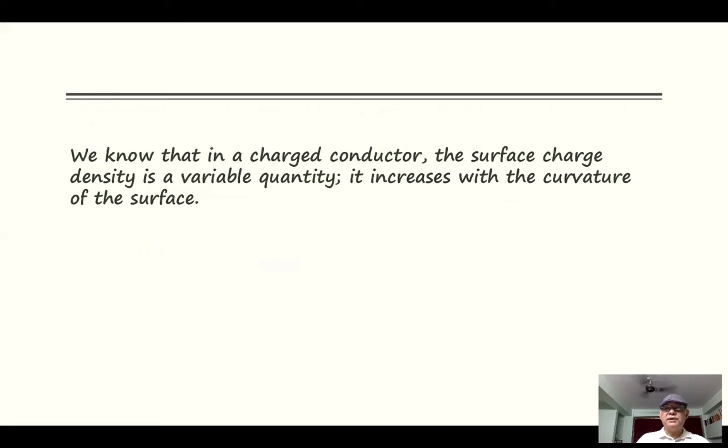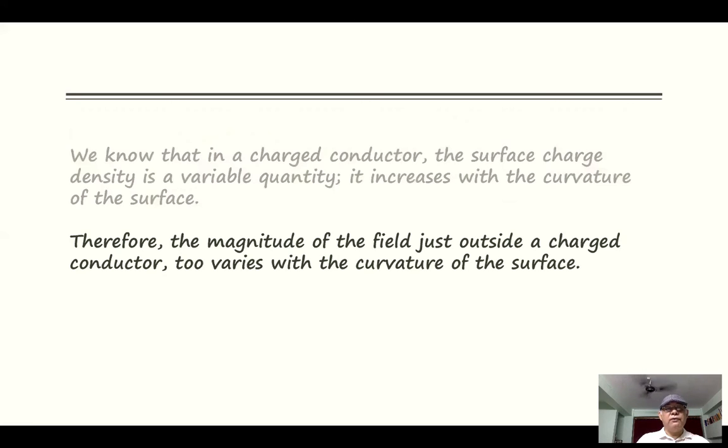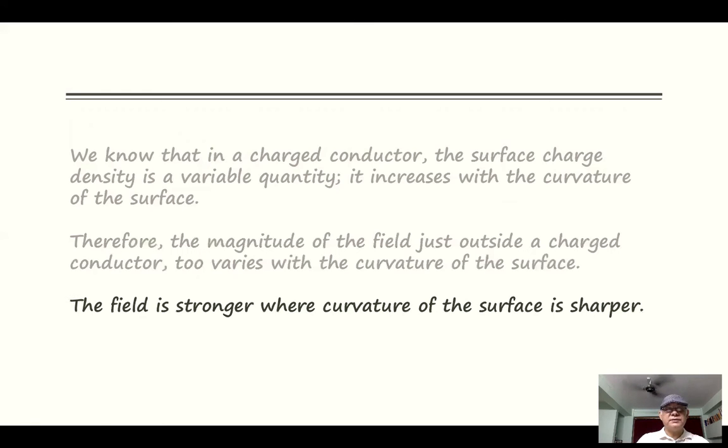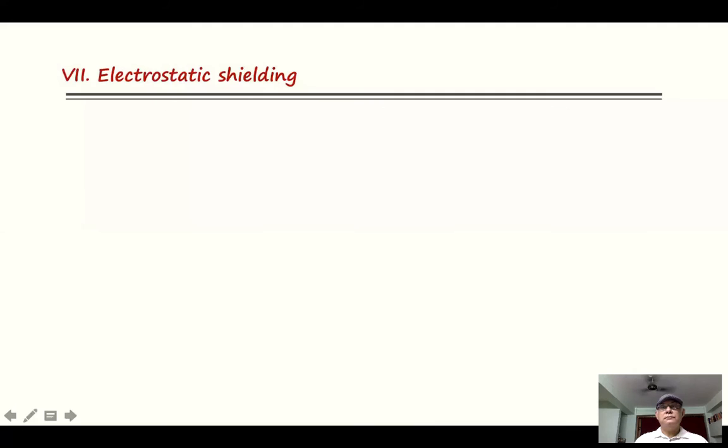We know that in a charged conductor, the surface charge density is a variable quantity. It increases with the curvature of the surface. Therefore, the magnitude of the field just outside a charged conductor, too, varies with curvature of the surface. The field is stronger where curvature of the surface is sharper.